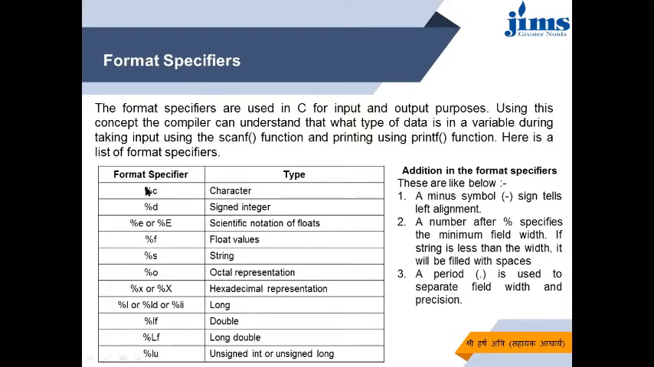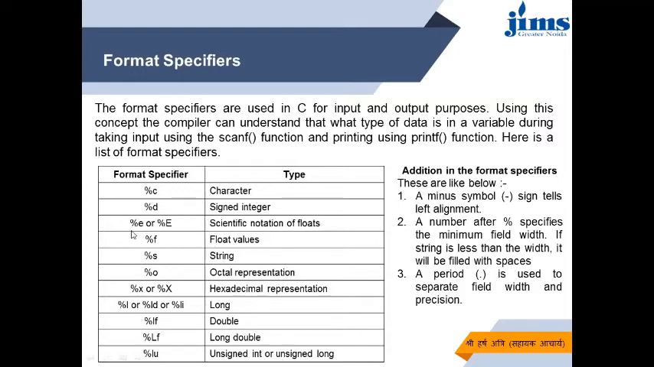Here is the list of format specifiers. The format specifiers must be written in this manner: percentage sign followed by some characters. %c to print the character values, %d to print the integer values, %e or small e or %E capital E. These are to print the scientific notation of floats. %f is to print the float values. Float values means decimal values. This format specifier will print up to 6 decimal places.